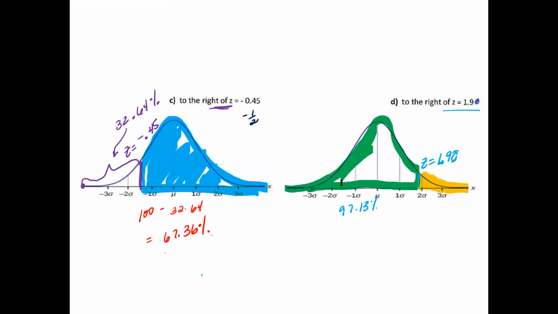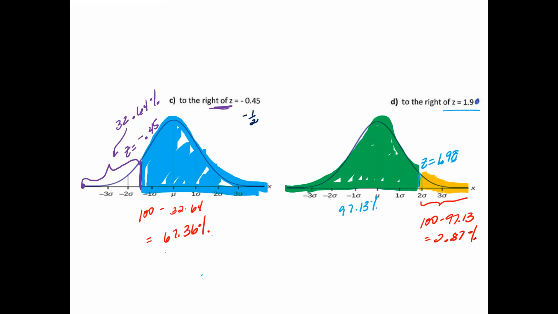So that represents the green part. Well, I'm not interested in the green part. I'm interested in the orange part. So in order for you to get to the orange part, you just have to do a little bit of extra work, which is just take 100 minus the green part, which will give you a 2.87%. And that is your answer.